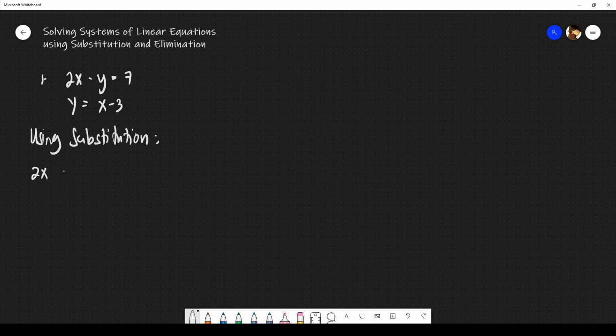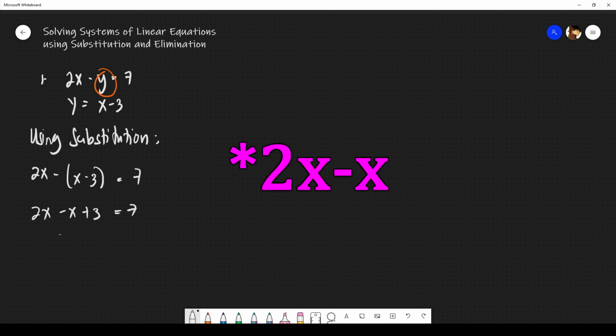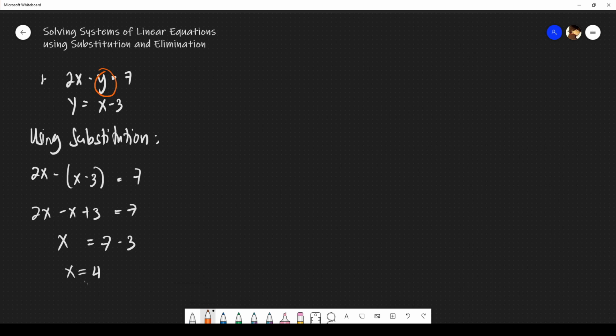So it will give us 2x minus, we change y in the first equation to x minus 3, because the value of y in equation 2 is x minus 3, equal to 7. After doing so, we need to simplify. We distribute the negative inside the parentheses, equal to 7. Then you need to combine like terms. In this case, 2x minus x will give us x. Then you transpose 3 to the other side of the equation, which gives us 7 plus 3. So x is equal to 4. This is the first missing value, x is equal to 4.